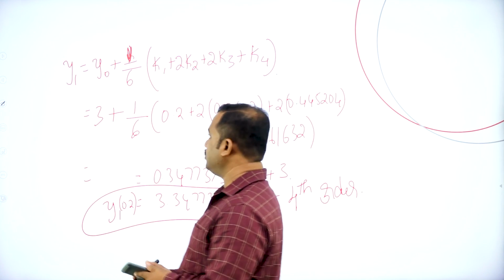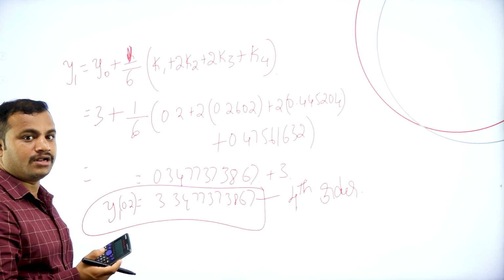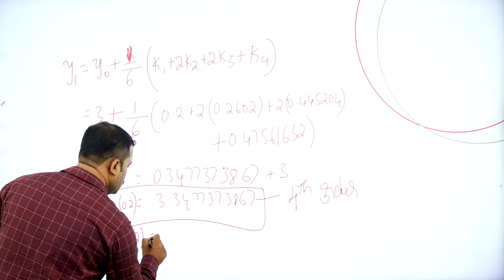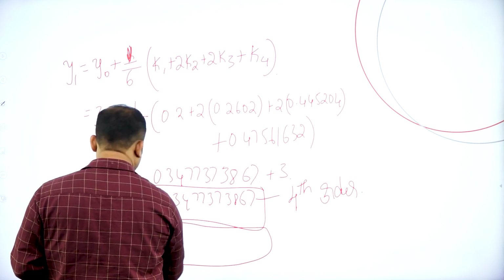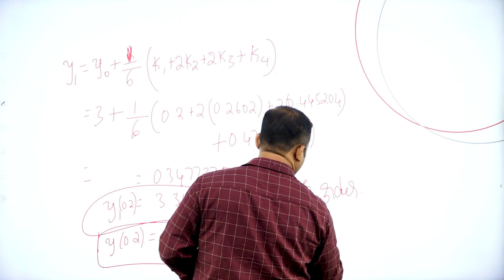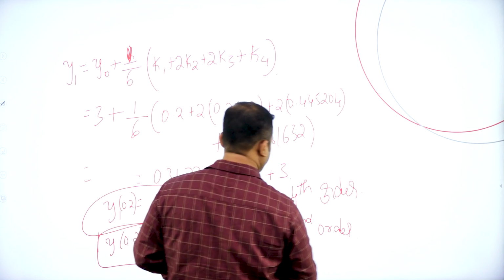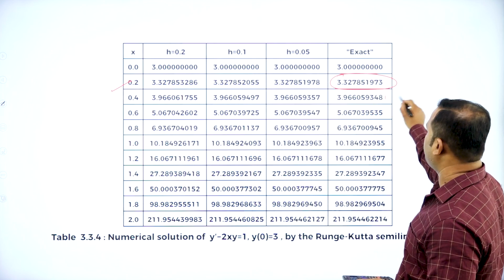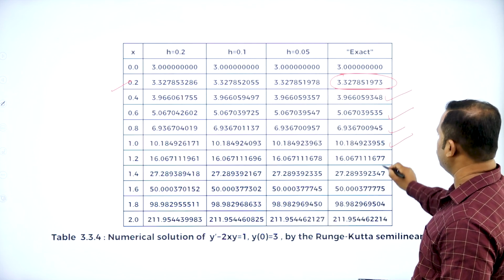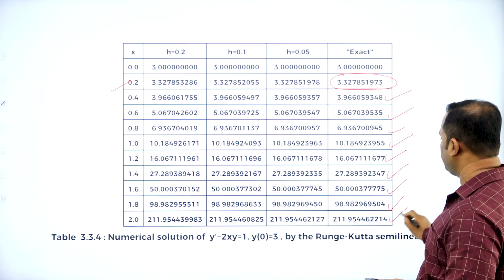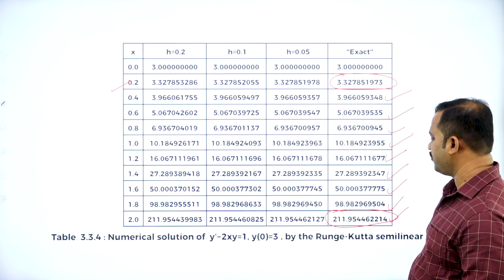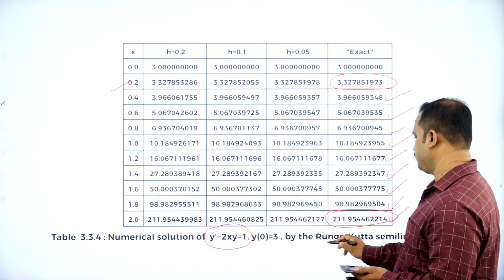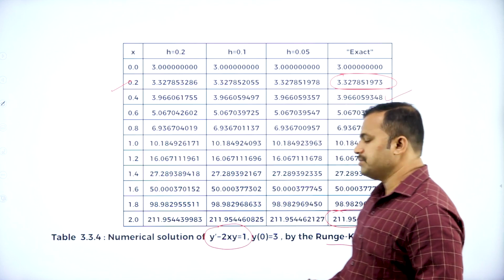Similarly, if I consider the values of K1 and K2 for second order, you will get the value of Y of 0.2 using the second order Runge-Kutta method. If you look at this, you will clearly understand this is for 0.2, for 0.4, 0.6, 0.8 to 1.0, 1.2, 1.4, 1.6, 1.8, 2.0. Ultimately, this is the value we have found for this equation, y dash is equal to 1 plus 2xy by using the Runge-Kutta method.